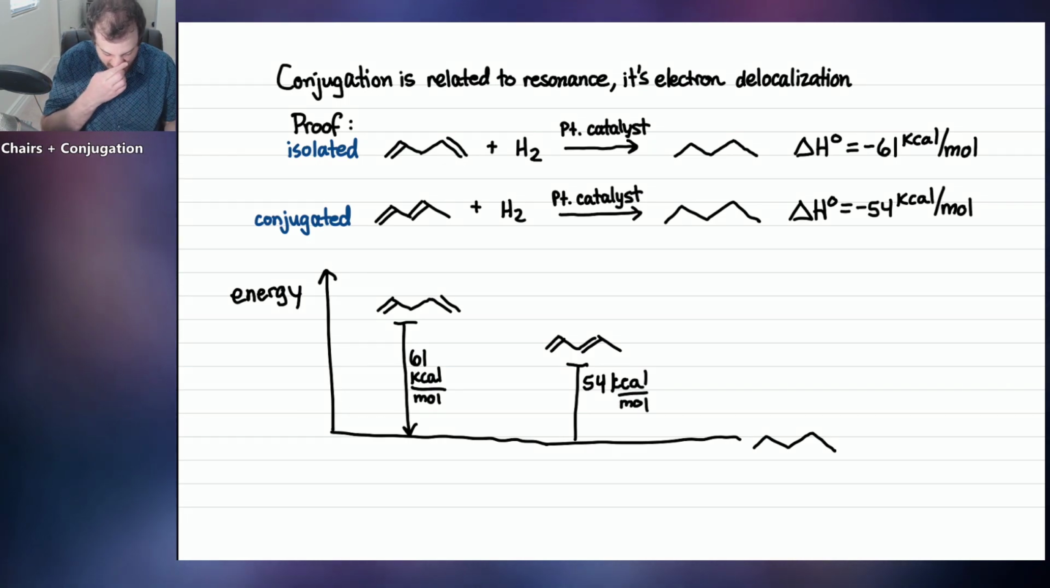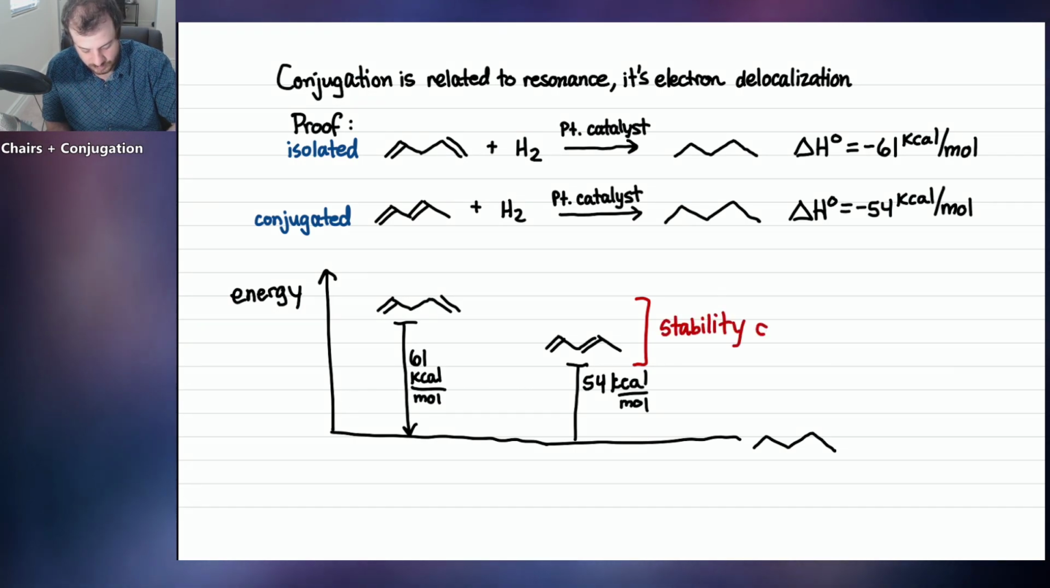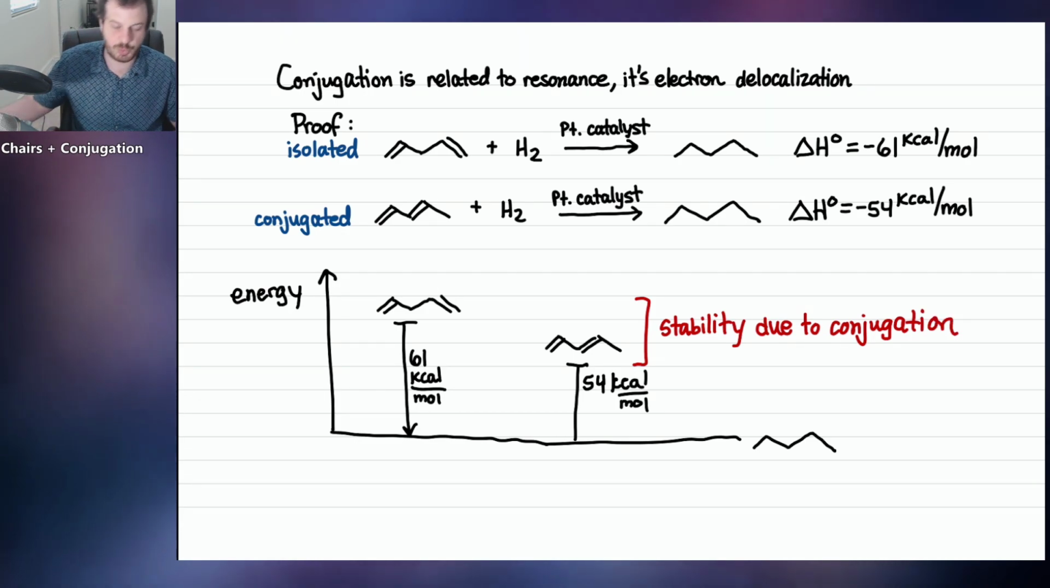And so this difference in energy between 61 and 54 is called the stability due to conjugation, or conjugation stability. So this is proof that conjugation is a stabilizing effect. Okay, now I'm never going to ask you to do calculations like this. I'm just trying to show you the concepts. Let me show you what an actual exam style question will look like. So, an example of an exam style question.